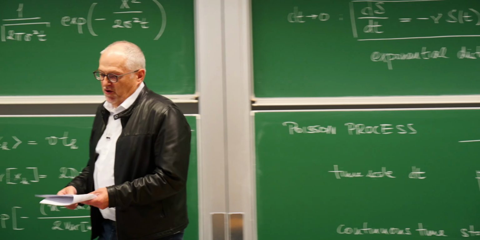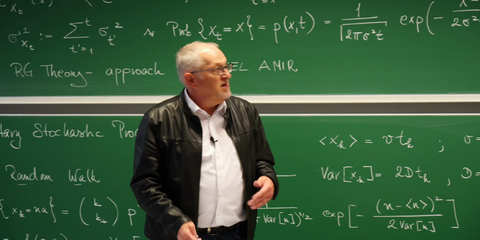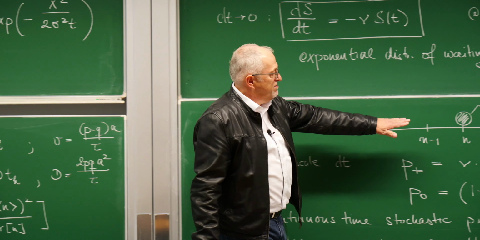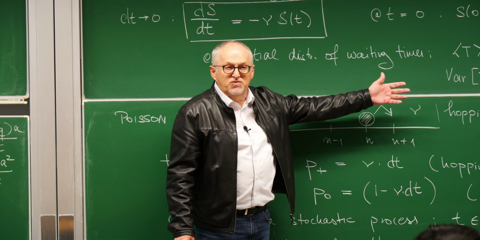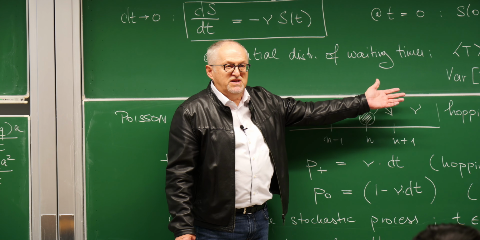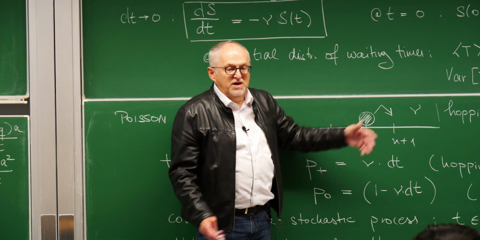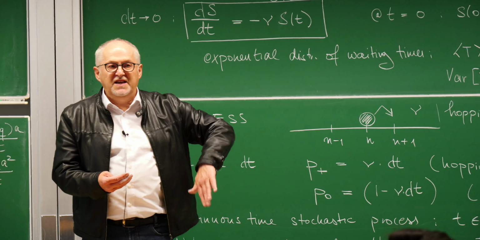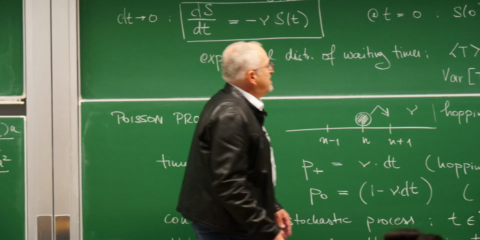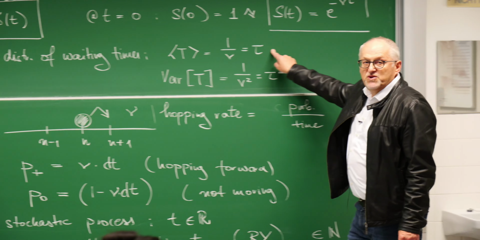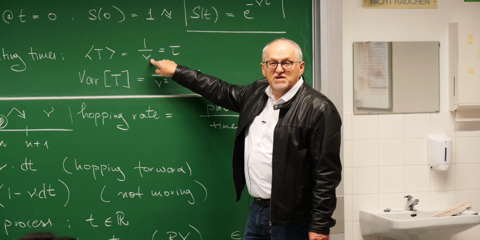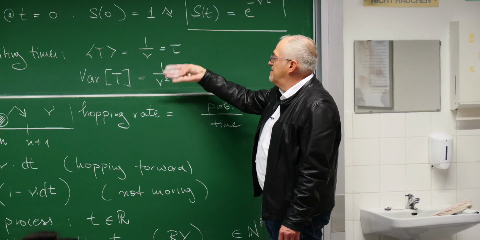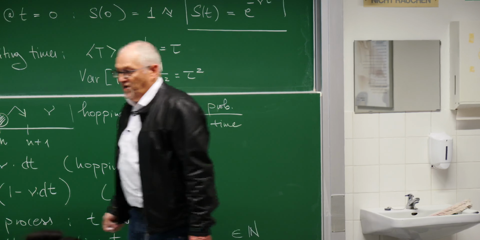And that matches, especially the result on the mean, with what we did here in defining the process, right? Remember, we said there is a hopping rate, which is a probability per unit time to move forward. So we expect that the waiting time to the next step goes like the inverse of the rate. And that's what you see here. The typical waiting time to the next step is the inverse of the rate, which I define to be tau now. And the variance, you can just calculate, that turns out to be 1 over nu squared.